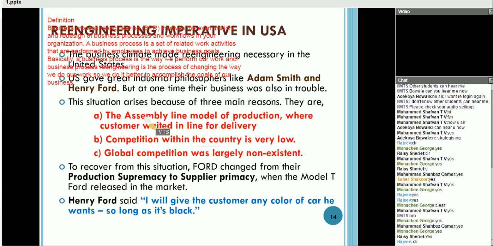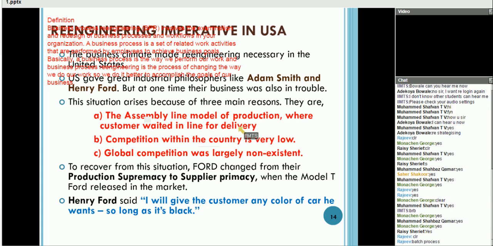Now see here, in the first point they are trying to make the point with the company Henry Ford. Assembly line model means the retailers collect all the parts of the four-wheeler from the company and then they assemble it at their workshops. So for getting those parts, they have to be in line for a very long period of time. Batch process, yeah. Now see what they have written over here: where customers waited in line for delivery. So this is one of the drawbacks.